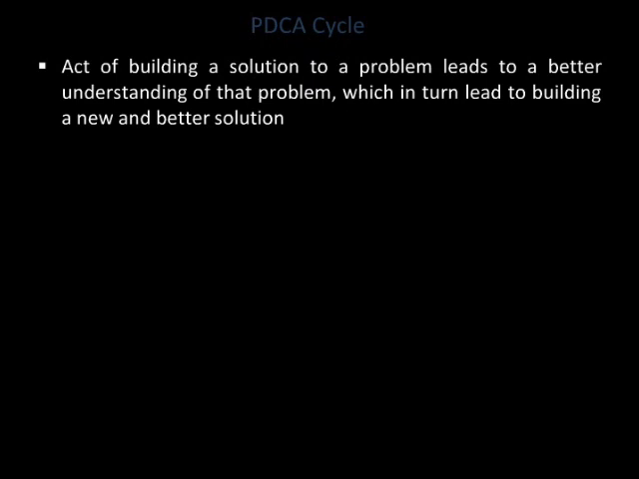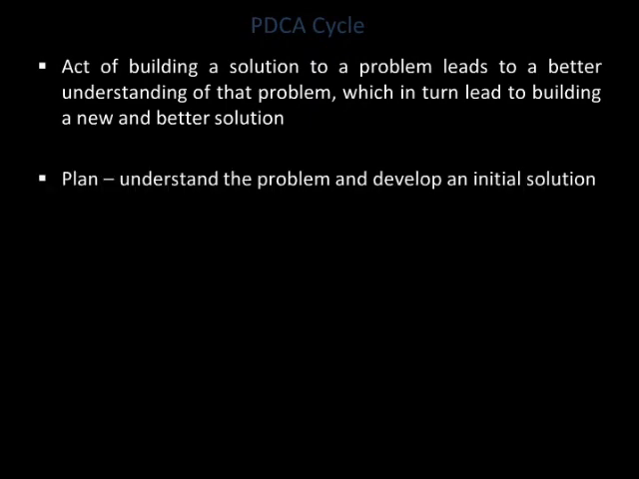Central to the PDCA cycle is the simple idea that we learn by doing. In the context of tackling a particular problem, the PDCA cycle relates to the idea that the act of building a solution to a problem leads to a better understanding of that problem, which can in turn lead to building a new and better solution, and so on. In its generic form, the PDCA cycle consists of the 4 iterated stages: plan, do, check, and act.